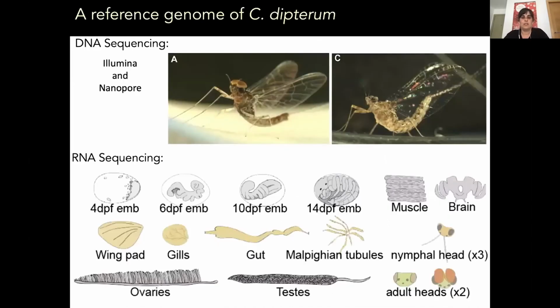But we not only sequenced the genomic DNA, we also sequenced multiple transcriptomes from different developmental stages or tissues or organs from nymphs and adults. And why did we do that? First, to help with the gene annotation, but also because we were interested in understanding some gene expression patterns across these different samples.